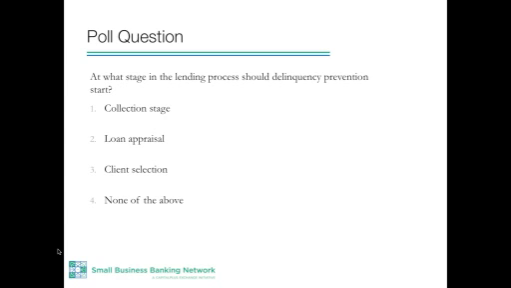65% are saying during the client selection phase, 25% during loan appraisal, 5% during collection, and 5% during none of the above. So Cecilia, maybe you want to just share the correct answer with us so we know what are the best practices for delinquency.